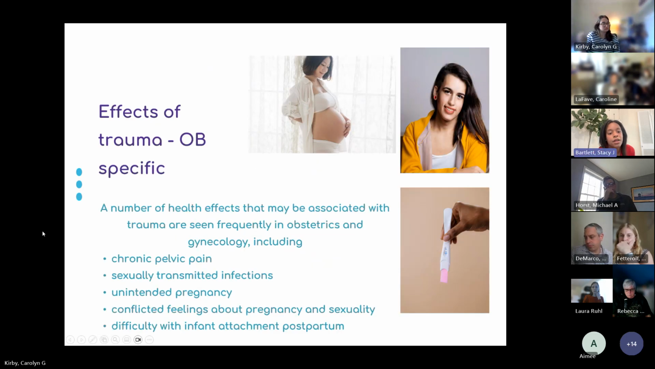And then there are some specific OB-related trauma effects: chronic pelvic pain, STIs, unintended pregnancy, obviously having lots of feelings around pregnancy, sexuality, examinations, providers, all of that, and some difficulty with infant attachment as well.